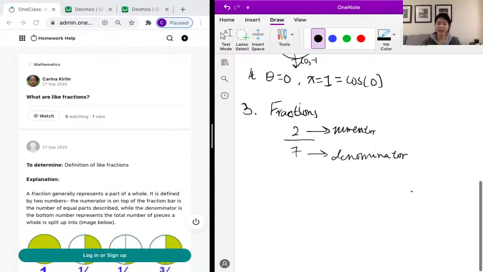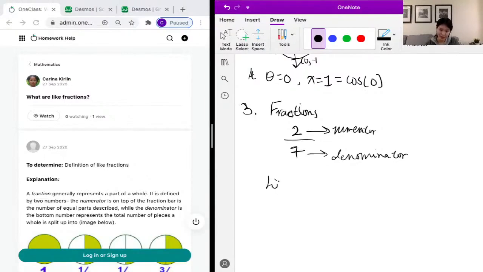In this specific case, we have 2 over 7, the numerator is 2 and the denominator is 7. So it basically says that if we split something into 7 parts and we take 2 parts of it, that is 2 over 7. It means 2 out of 7 portions. And that's basically what a fraction is.